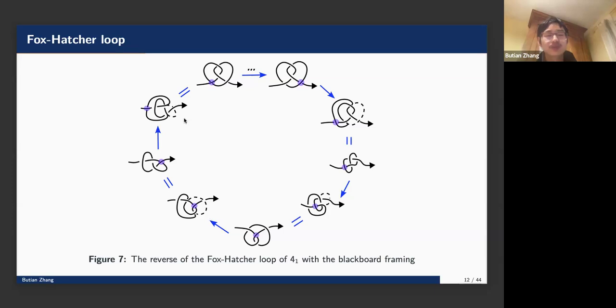This is the Fox-Hatcher loop. But accidentally here, because of the symmetry of the 4-1, the figure 8 knot, we actually do only 4 Fox-Hatcher moves instead of 8. The diagram has already come back to itself. So it turns out that for some knot diagrams, this Fox-Hatcher move can be split into smaller loops. Okay, that's a remark.